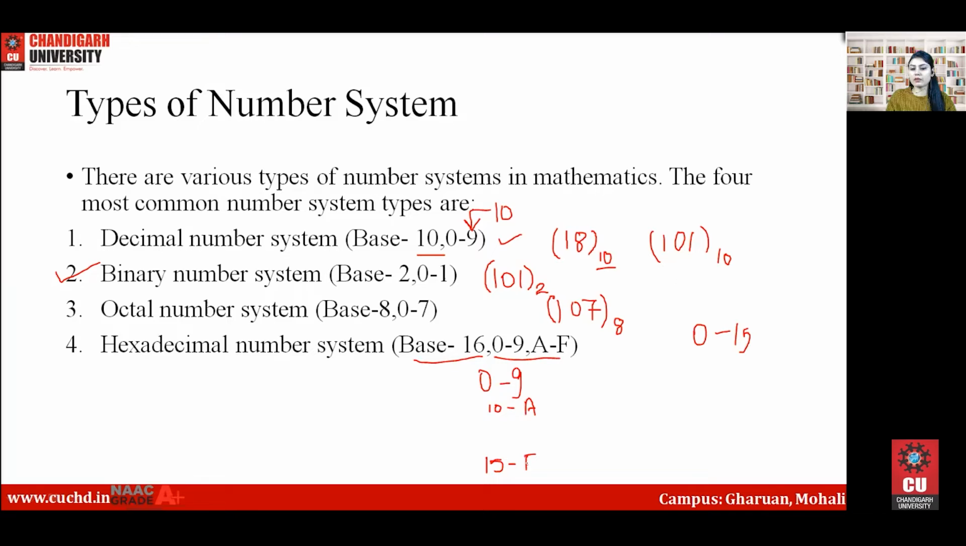So if I want to represent a hexadecimal number, let's suppose A2. So this is a hexadecimal number. Its base will be 16. Over here, A will be representing what? A will be representing 10. So these were the types of number systems that we have.